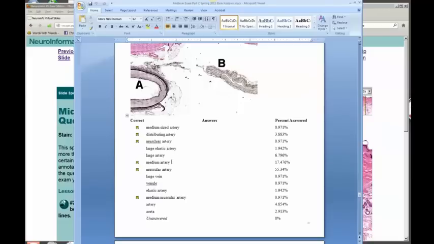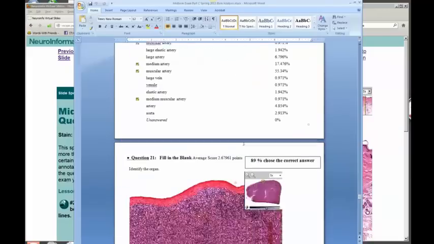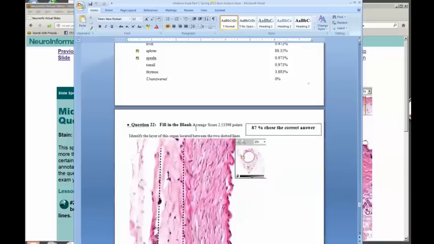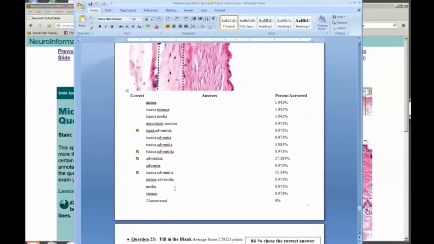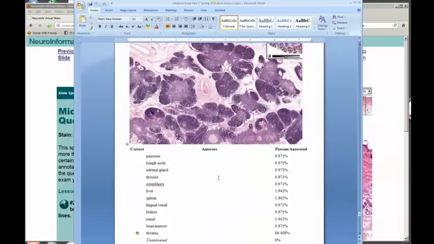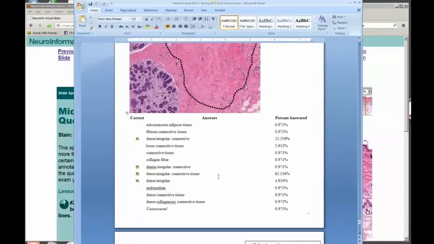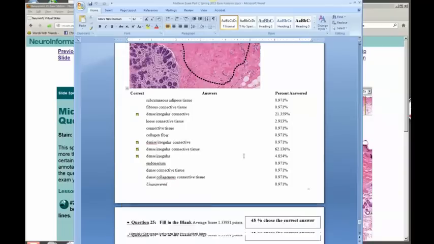We accepted that. Medium muscular artery, medium-sized muscular artery. And then here we accepted a misspelling, one layer of the spleen. And here, a different layer. We got tunica adventitia, sometimes misspelled by one letter. So there are a variety of answers we accepted there. And then the thymus, only one answer for that. Question 24. Dense irregular, we accepted some misspellings for that.